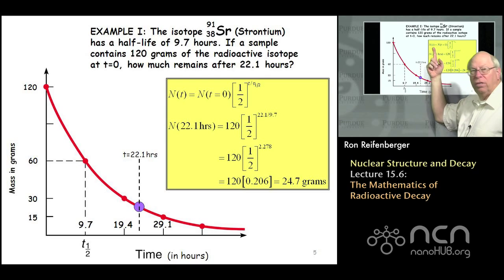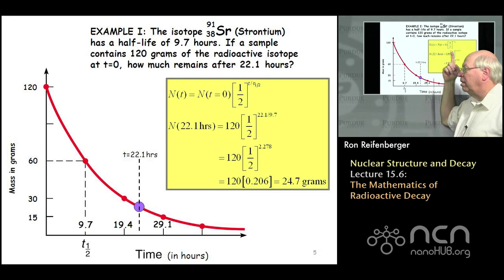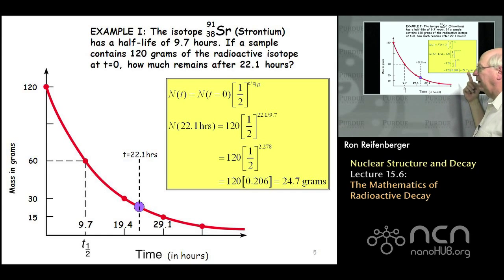You have to use the simple formula that we've written down. In this case, the time is equal to 22.1 hours. The half-life is 9.7, so the ratio of 22.1 to 9.7 is about 2.28. You raise 1/2 to the 2.28 power, multiply it by the original 120 grams, and you find that after 22.1 hours you would have about 24.7, roughly 25 grams of that isotope left. So you can use this formula to make precise predictions.